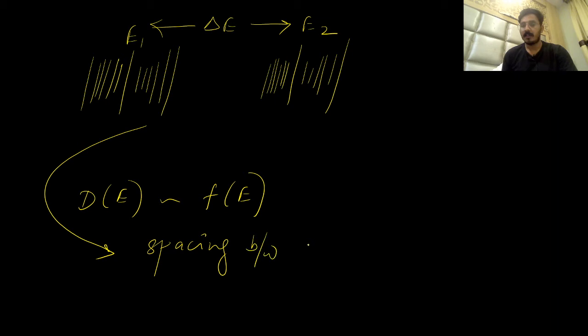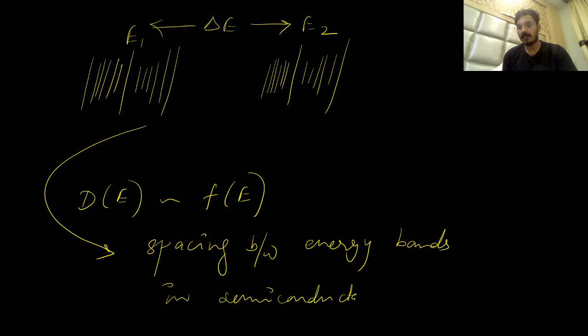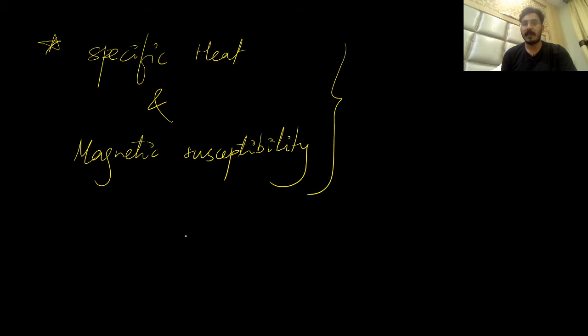between energy bands in semiconductors. Okay, this is the application of density of states. Okay, so we can know the spacing between energy bands in semiconductor, and the bulk properties like specific heat and magnetic susceptibility can be understood by density of states.